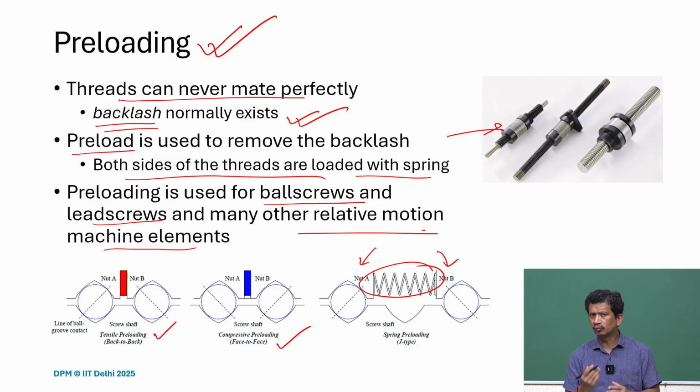So how to get it? It has to be calculated and addressed so that the contact is defined and is always there. If the external force is more than the preloading, then it will fail and you will get the backlash. So one has to be aware of that.